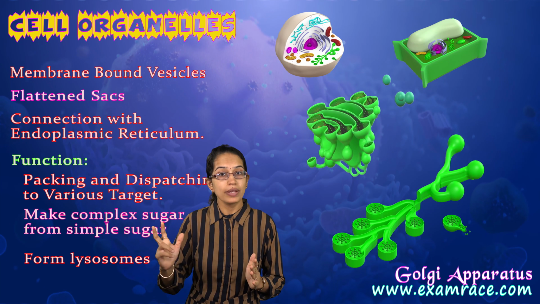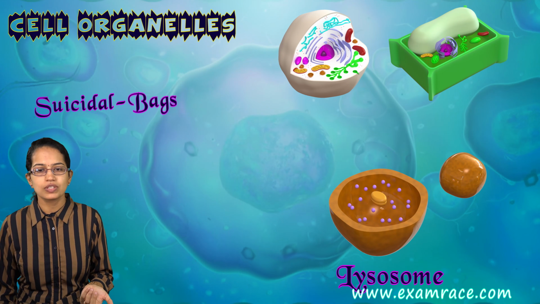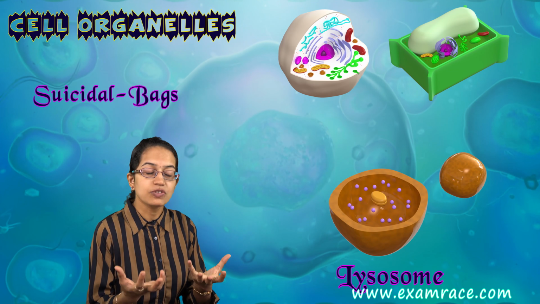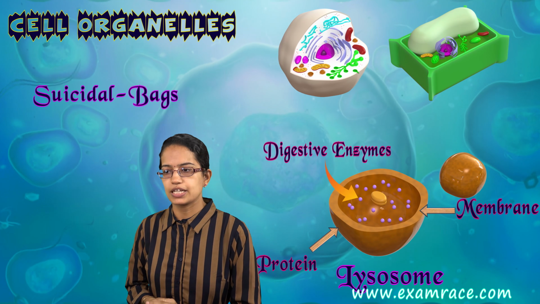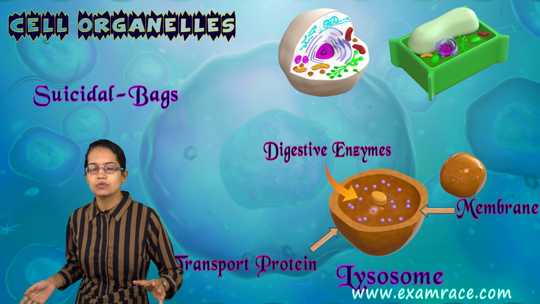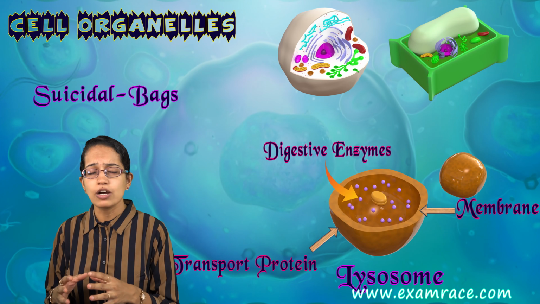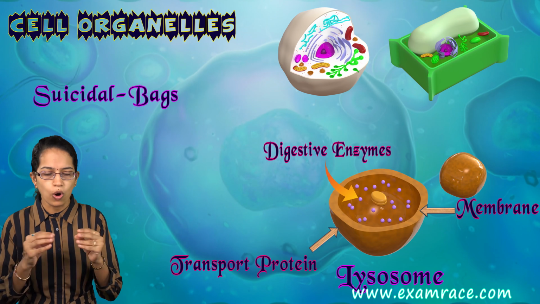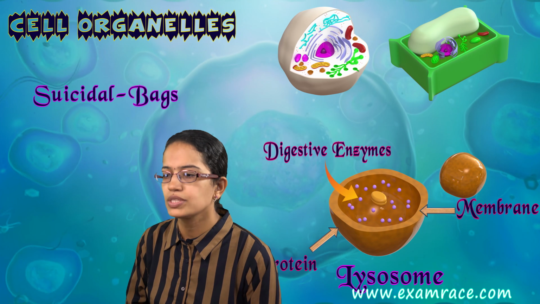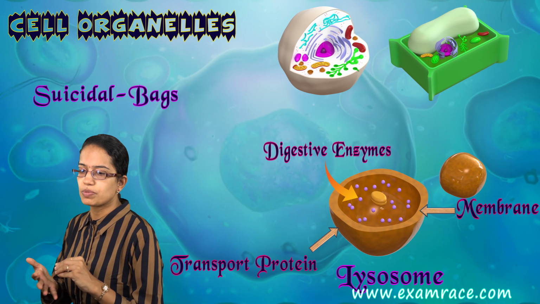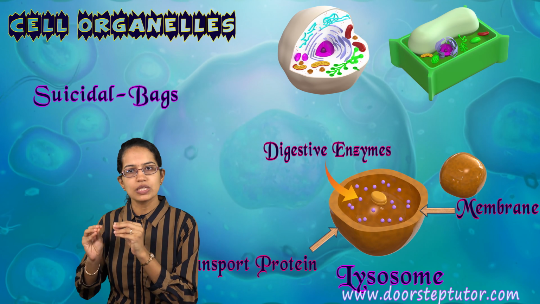Also, this helps to form lysosomes. Now, what are lysosomes? Lysosomes are the suicidal bags of the cell. These are sacs filled with digestive enzymes made from rough endoplasmic reticulum. So, it's a kind of waste disposal system of the cell. Everything that is worn out within the cell goes into the lysosome, or the suicidal bag. It converts the complex forms into simple forms, and these are called lysosomes because they destroy the complex things and form the simple things.